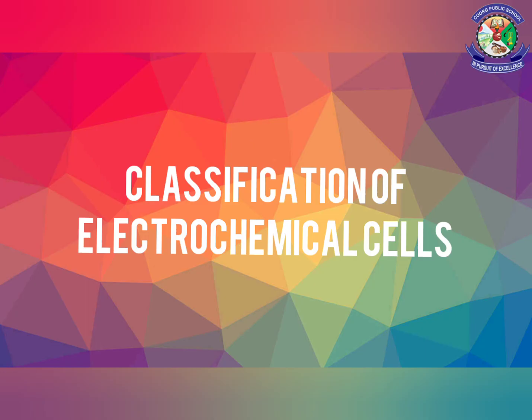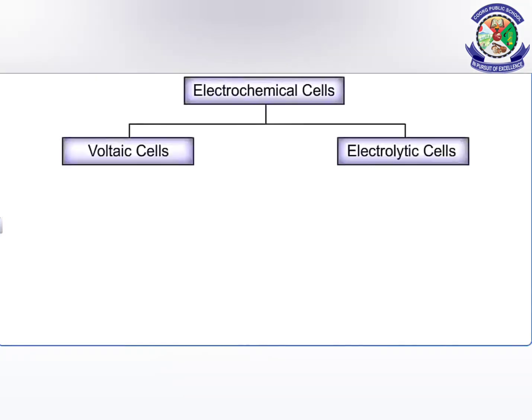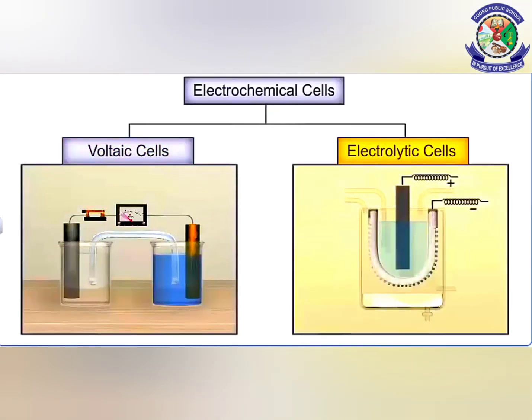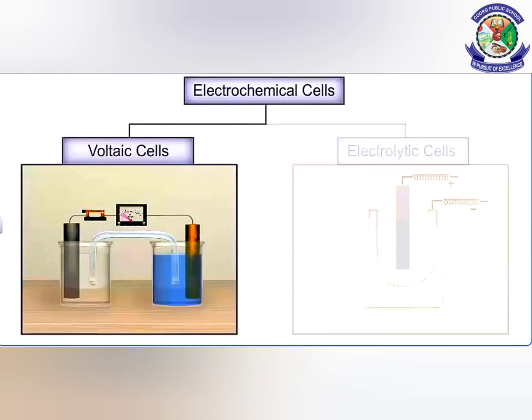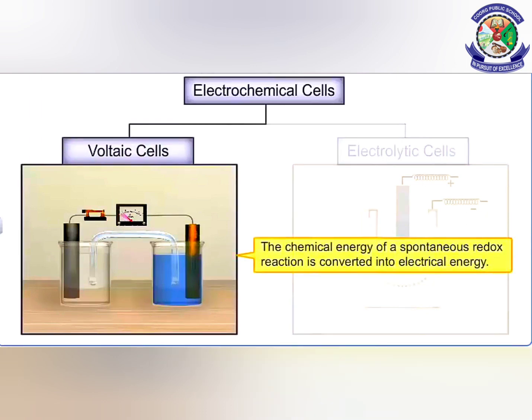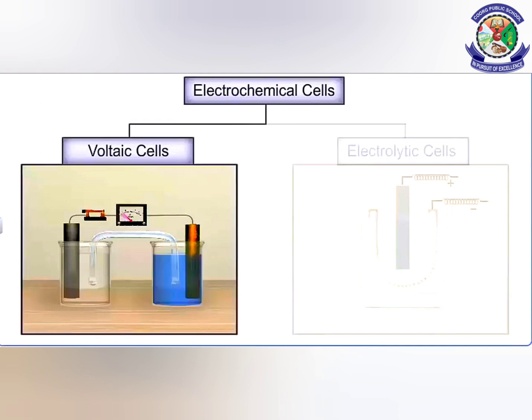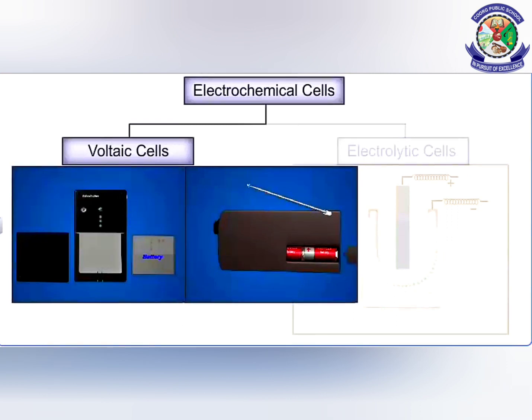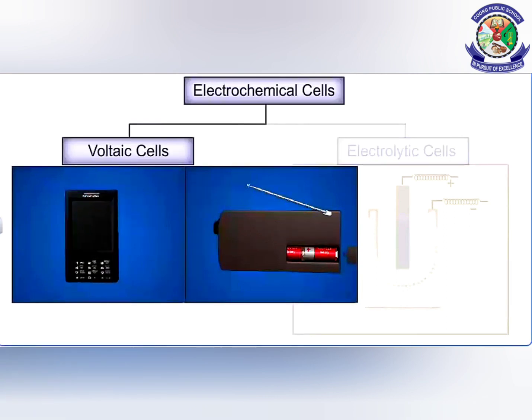Now we will discuss the classification of electrochemical cells. The electrochemical cells are classified into two: voltaic or galvanic cells and electrolytic cells. In voltaic cells, the chemical energy of a spontaneous redox reaction is converted into electrical energy. They are also called galvanic cells. The voltaic cells play a key role in our day-to-day life, for example, powering our mobile phones, radios, TV remotes, etc.